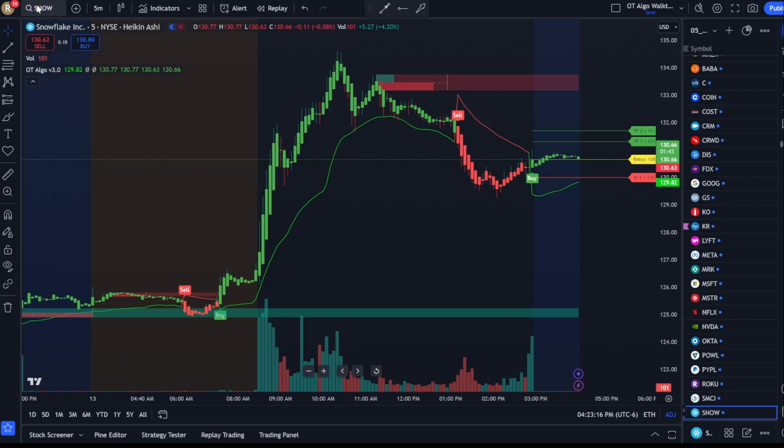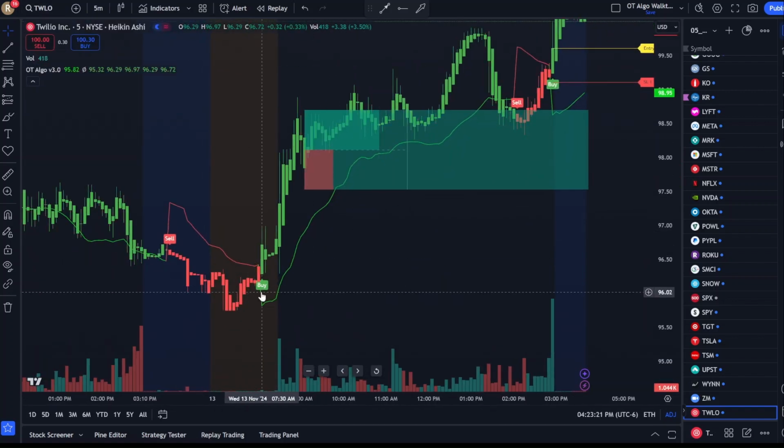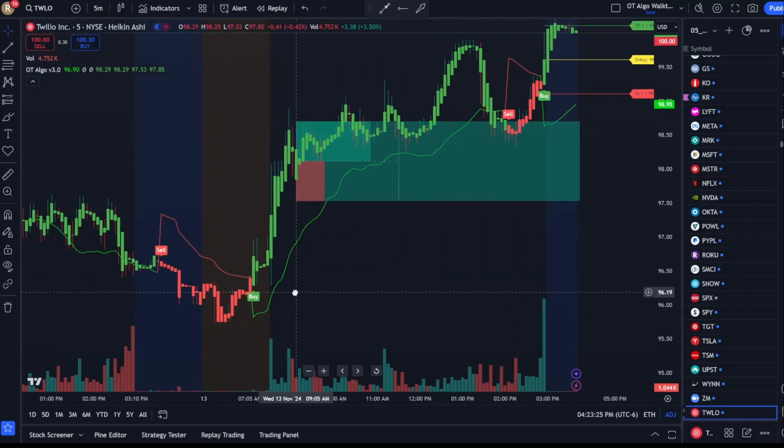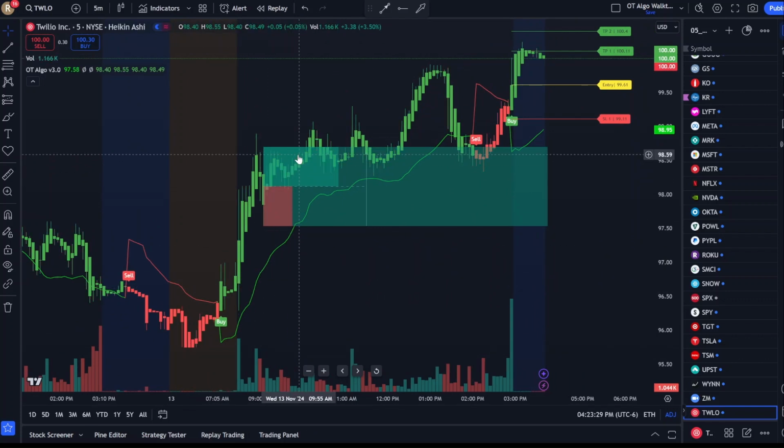That's how far you can play along the trend and get the maximum profits. One other example is Twilio. Here as well, the alert has been generated in the pre-market, and we could have played the call options as we see at the open of the market. And you can play along the trend.